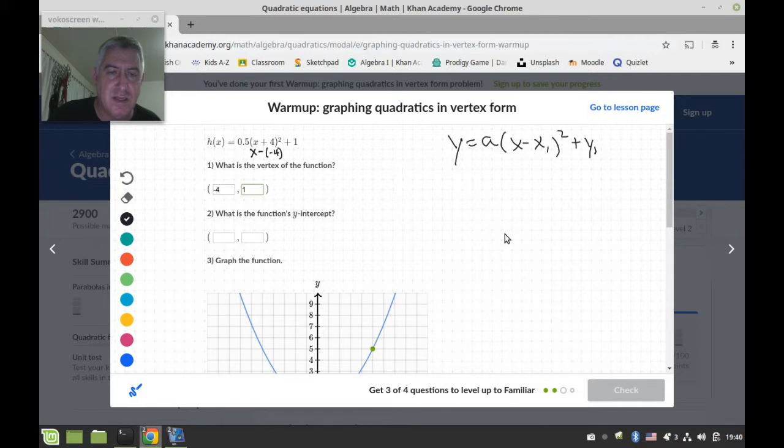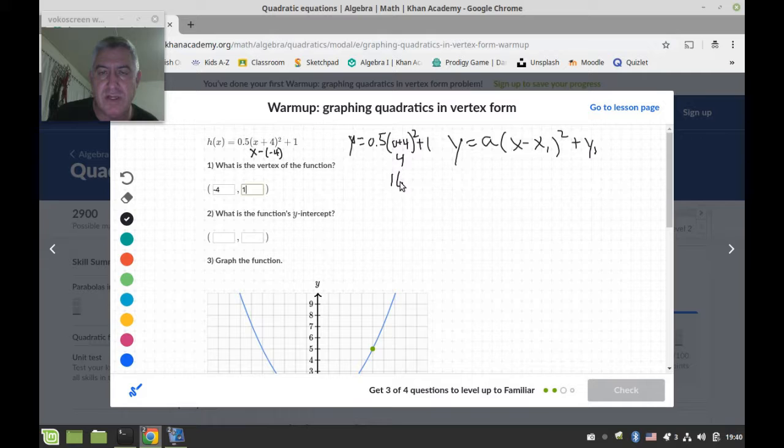And what's the function's y-intercept? This is a little bit different. This asked us x-intercept before. Now it's asking y-intercept. Y-intercept is when x is equal to 0. So we're going to find the y-intercept. Y equals 0.5 times 0 plus 4 squared plus 1. And 0 plus 4 is 4.